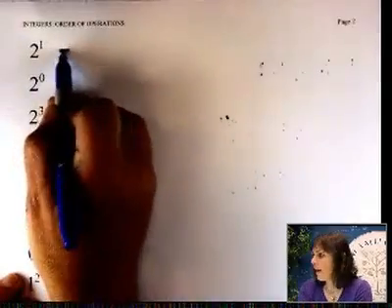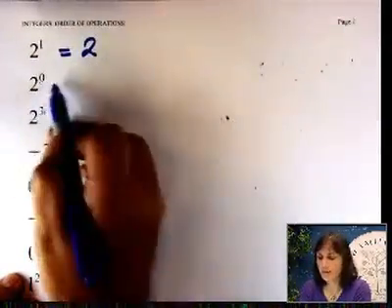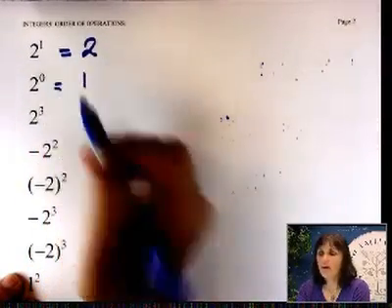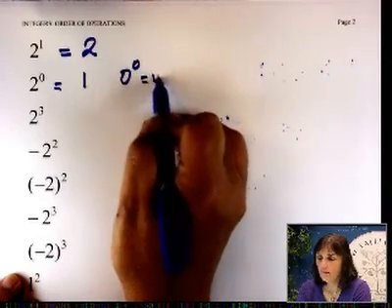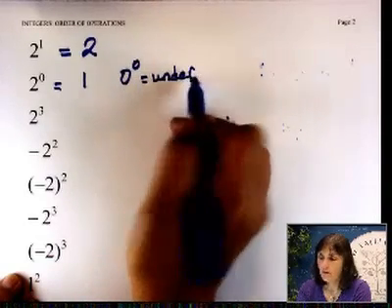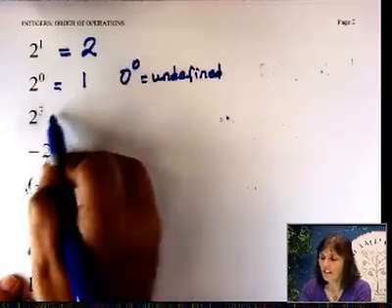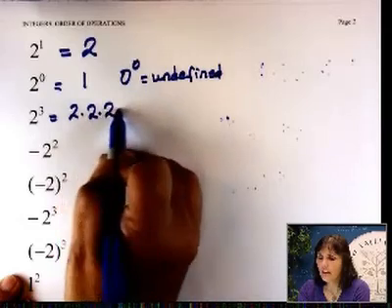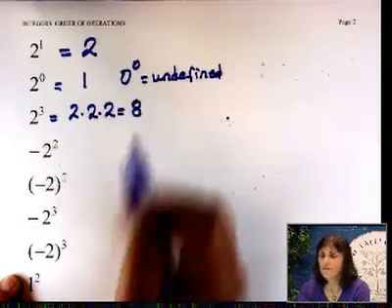Anything to the first power is the number itself. Anything other than 0 to the 0th power is 1. Don't mix that up with 0 to the 0th power, which is undefined. That one you will learn a little bit more about later on in life. 2 to the third power, that means you are going to multiply 2 3 times. Left to right, 2 times 2 is 4, times 2 is 8.